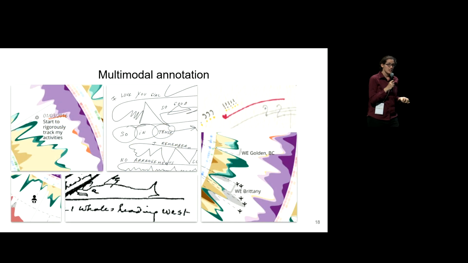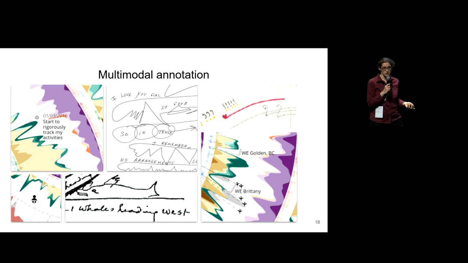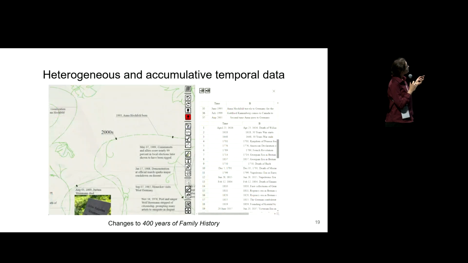When we look at annotation in existing visualizations, we see a lot of different ways people annotate graphs. As I mentioned, TimeSpline supports this not only through the ability to add text annotation, image annotation, and drawn annotation, but also through linking those annotations to the temporal representation. This enables the annotations to become responsive to changes in that temporal representation and starts to blur the line between annotation and data. That line is further blurred through our support for heterogeneous and cumulative temporal data.